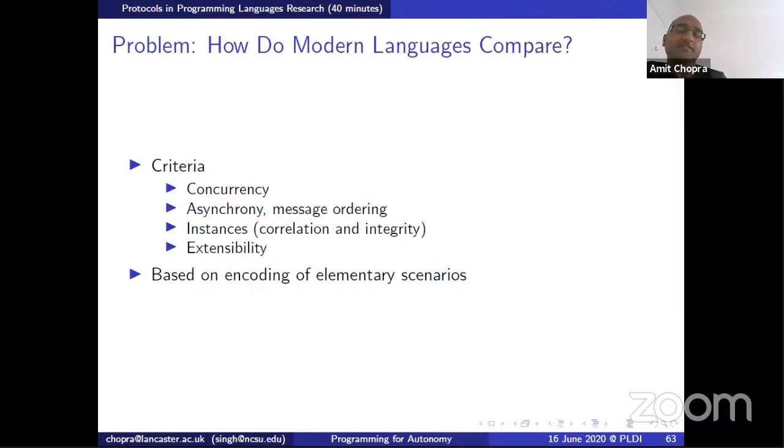So in this tutorial, we're mainly going to focus on concurrency and asynchrony and some very broad principles. Instances and extensibility we've discussed in a paper that's up on arXiv. We can share the URL if somebody is interested in reading about that.